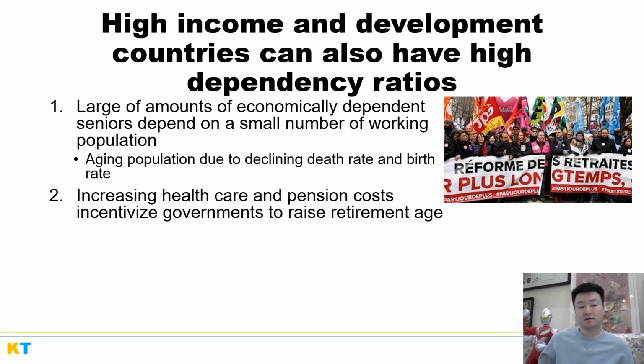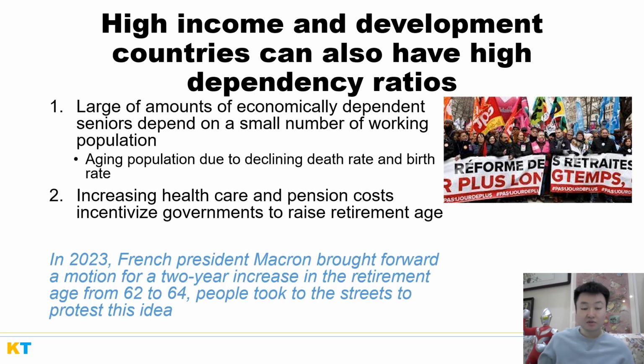Increasing healthcare and pension costs can incentivize governments to raise the retirement age. On the right, you'll see a bunch of people in France protesting because in 2023, French President Macron brought forward a motion for a 2-year increase in the retirement age from 62 to 64. People took to the streets to protest this idea because they didn't like it.